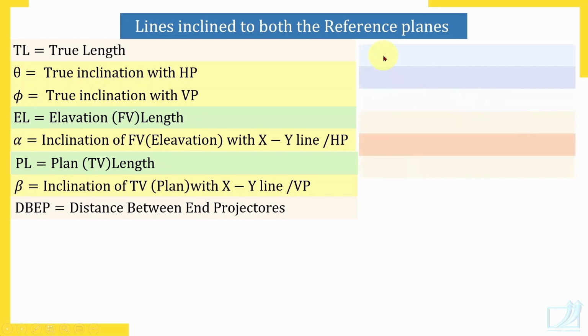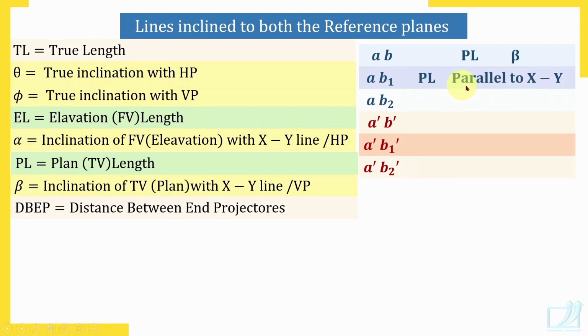So there are three top views, AB, AB1 and AB2. All three top views pass through top view of point A. And there are three front views, A'B', A'B1' and A'B2'. Length and angle of AB: length is PL, angle is beta. This is inclination of AB with XY line, or angle made by AB with XY line. AB1 has length PL, but it is parallel to XY line. In the sense, in your drawing paper, it will be a horizontal line. AB1 is a horizontal line. AB2 has true length and inclination phi.